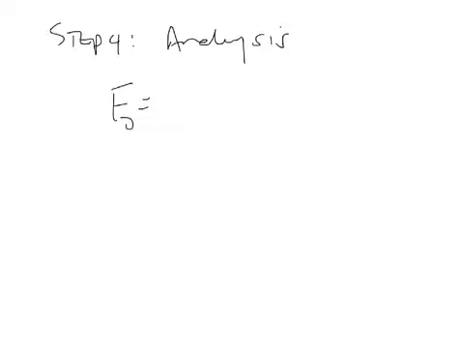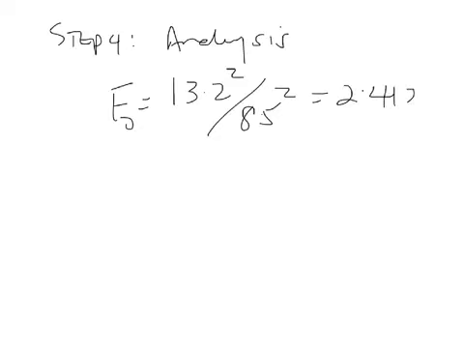Now we go to step 4, the analysis. And that's one of the easy problems where the analysis is fairly straightforward. F observed in this case would be 13.2 squared divided by 8.5 squared. It turns out that that is 2.412. And 2.412, as you could see, is greater than the critical value of 2.345.